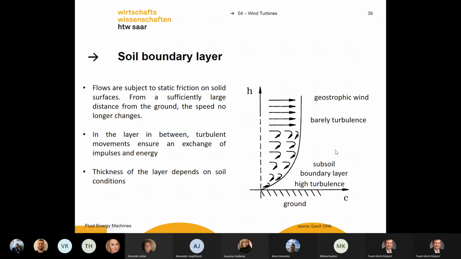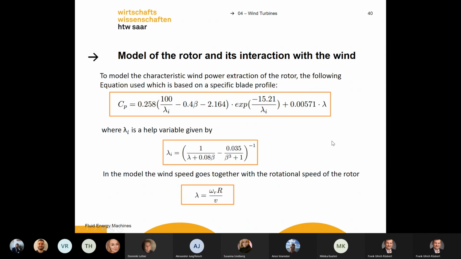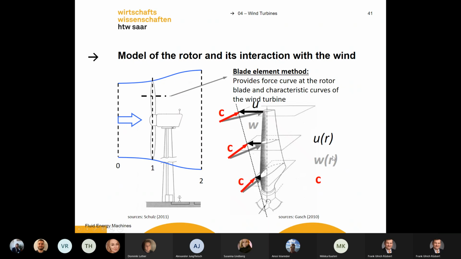Okay, here you see the swirls, turbulence, the boundary layers, and the velocity rises with the square of the height. So at higher altitudes, you have much higher wind velocities. Okay, well, that's also CP, not so important.